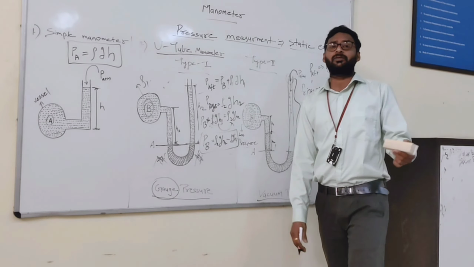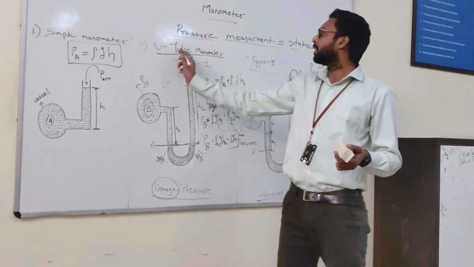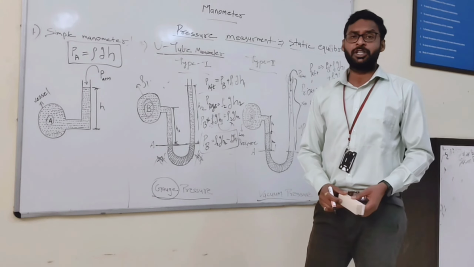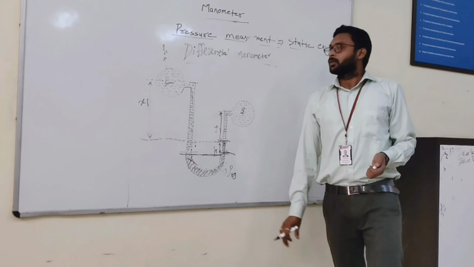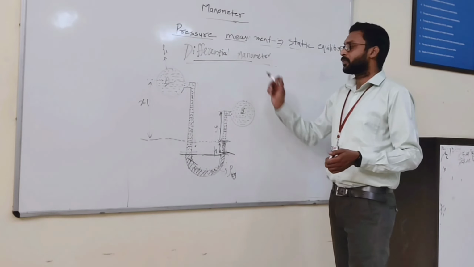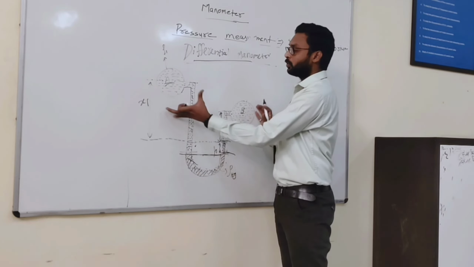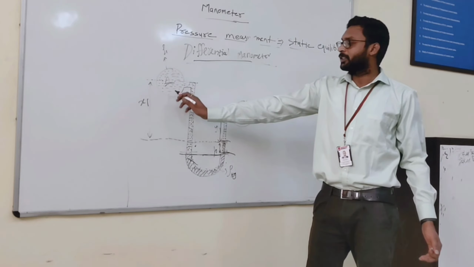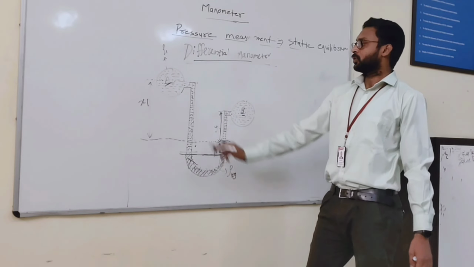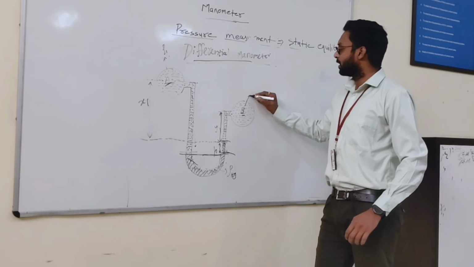And we have a next type, that is a third type. Like the simple manometer and U-tube manometer, we have a third type of manometer, that is the differential manometer. Now we are going to see the third type of manometer, the differential manometer. As you can see, now we are connecting the manometer to two vessels. Vessel 1 has a liquid A and vessel 2 has a liquid B. So now I am taking the liquid A density as rho 1 and liquid B density as rho 2.